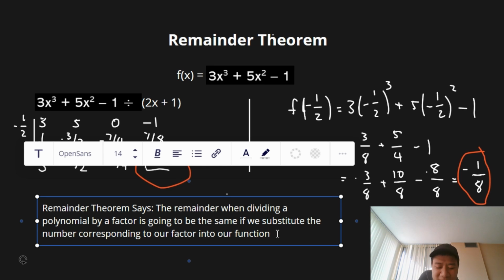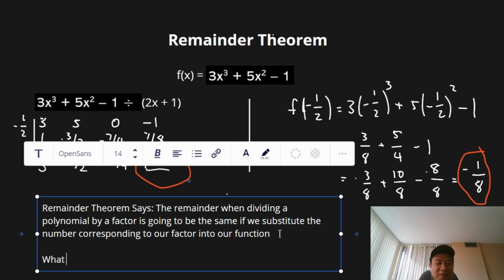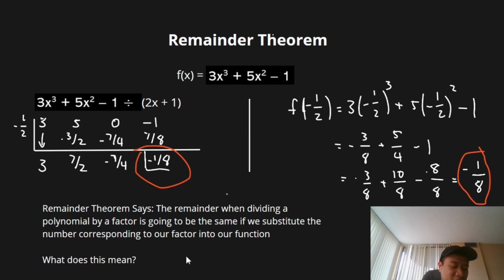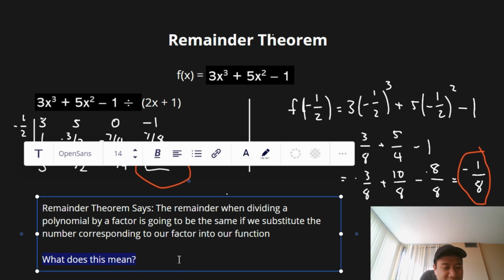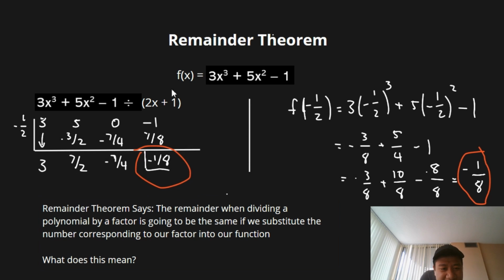So you might be wondering, what does this mean? What this means is if we only want to know the remainder, let's say you're doing a problem and you figure out you just need to know the remainder of dividing one thing by another, we don't need to do synthetic division. We don't have to do this entire long process. All we have to do is substitute the corresponding number into the function, and we can find our remainder.